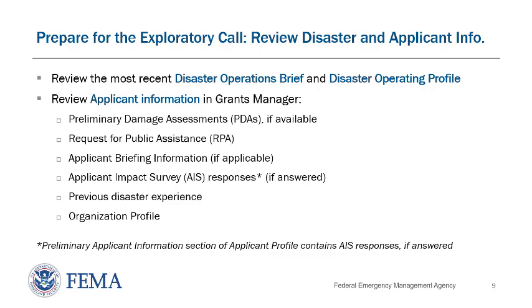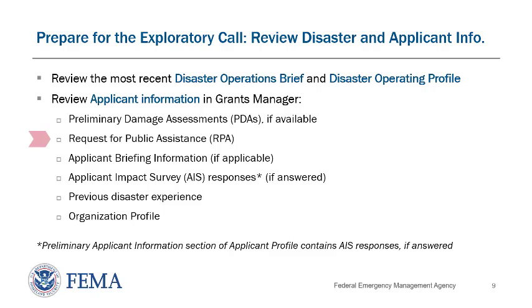You can start by reviewing disaster and applicant information. The most recent Disaster Operations Brief and Disaster Operating Profile will contain useful information specific to the disaster you are supporting. You may also find helpful information about your applicant in Grants Manager. Look for things like the Preliminary Damage Assessment if available. If an applicant participated in the Preliminary Damage Assessment, you may be able to review the materials they submitted at that time to get an initial sense of their scope and scale.